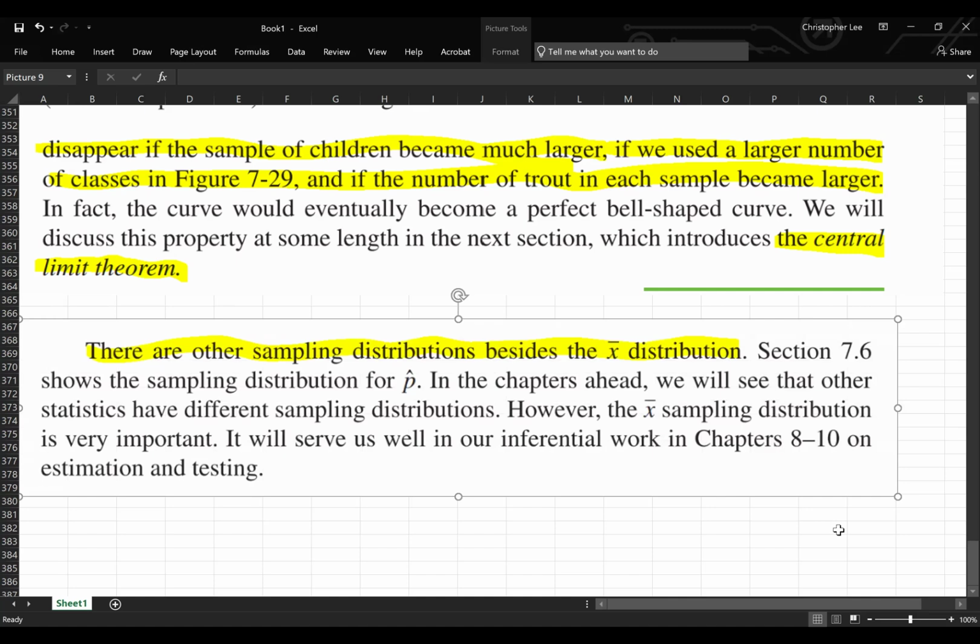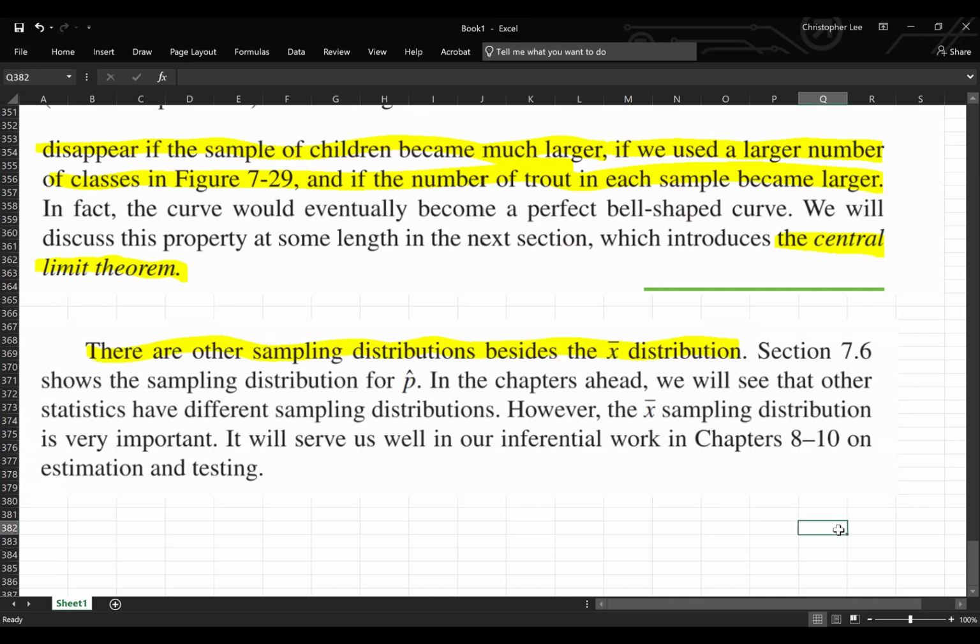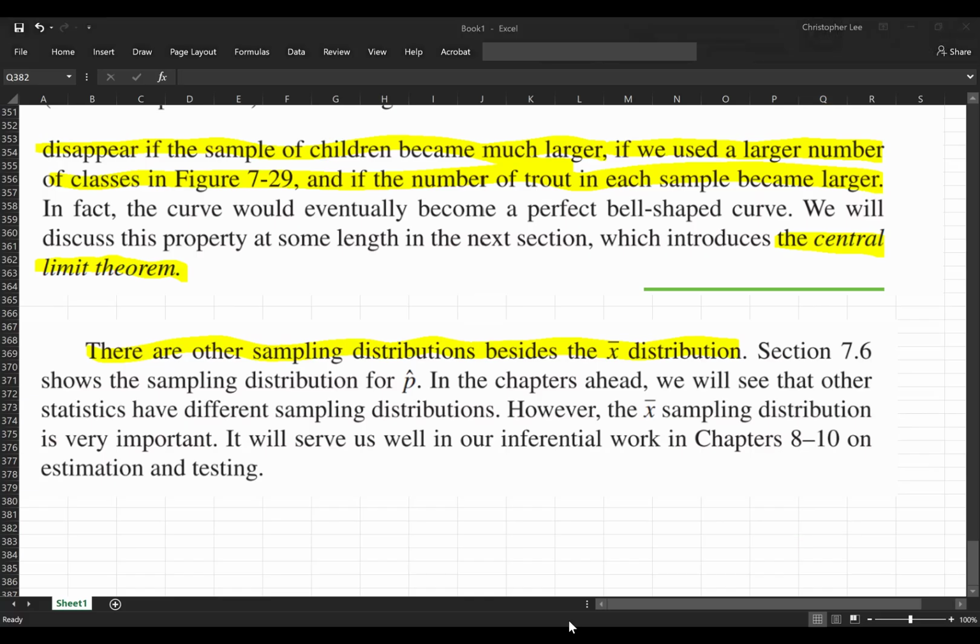So there are other sampling distributions besides the X bar distribution, right? In the next section, it shows a sampling distribution for p hat. In the chapters ahead, we will see that other statistics have different sampling distributions. However, the X bar sampling distribution, the sample mean, is very important. It will serve us well in our inferential work in chapters 8 through 10 on estimating and testing.